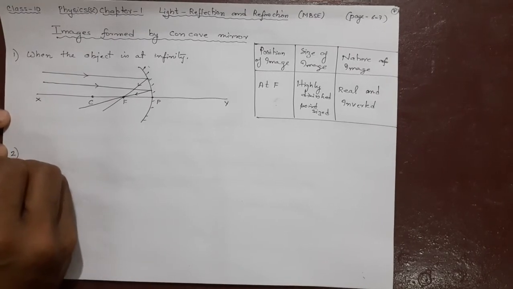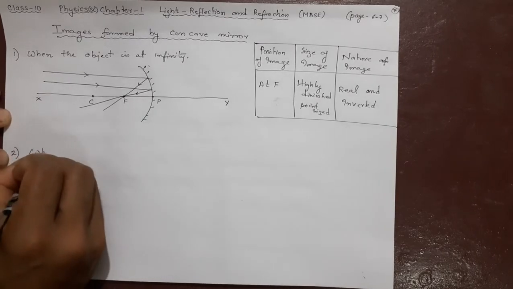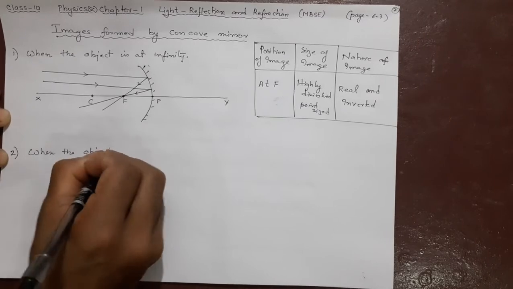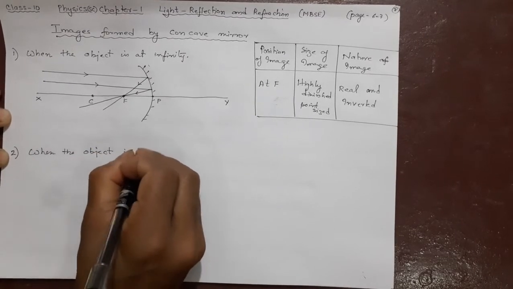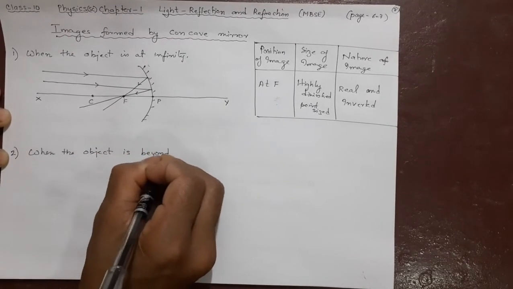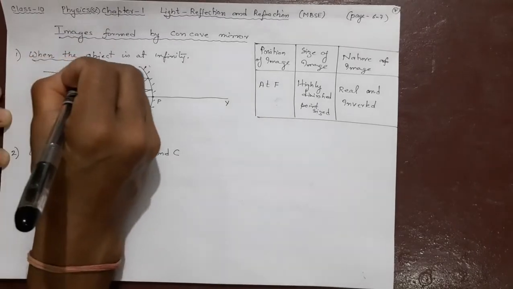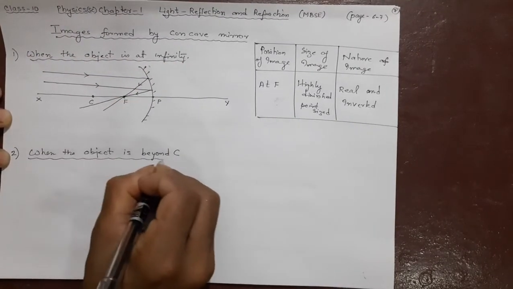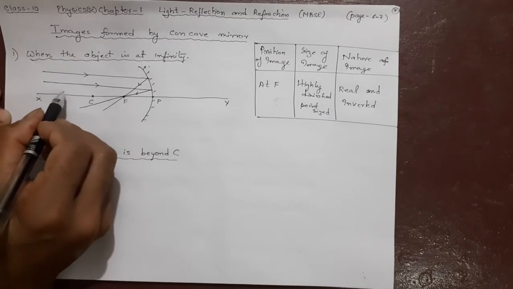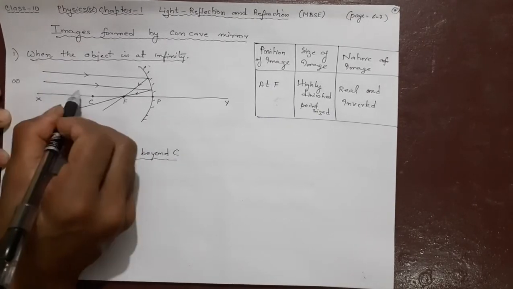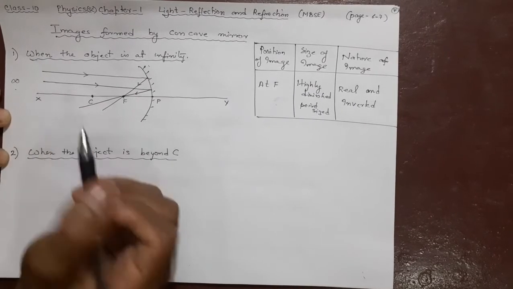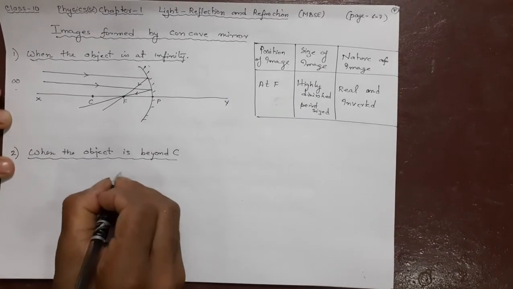Number two is when the object is beyond C. This was infinity. Now C, that means what? Beyond C means the object has reached here. From infinity slightly coming near, but between infinity and C it is here. So in this case what will happen?